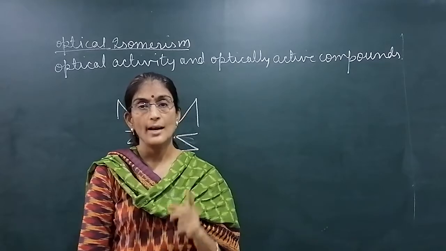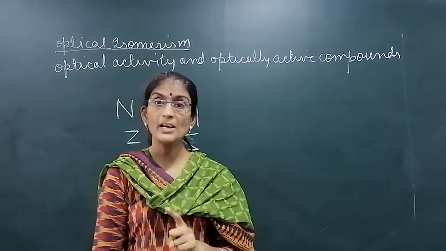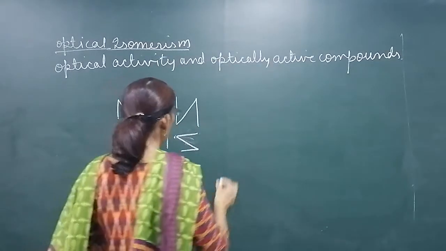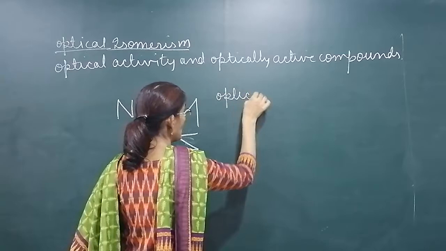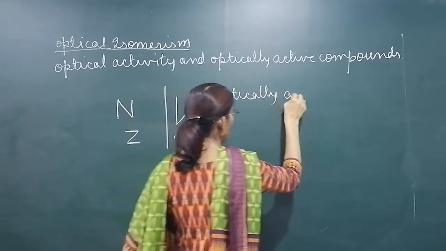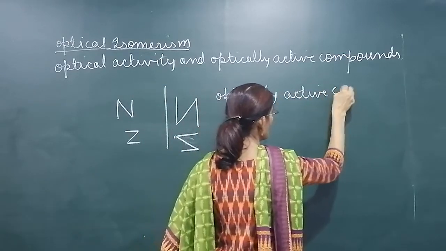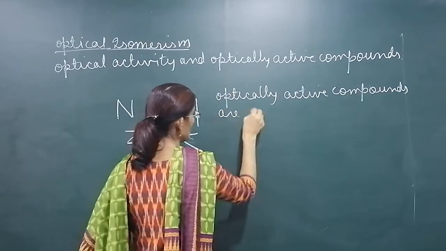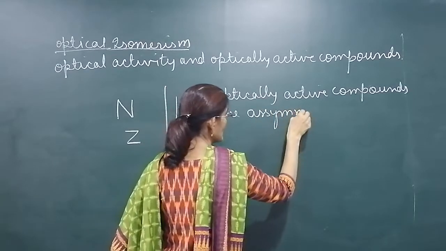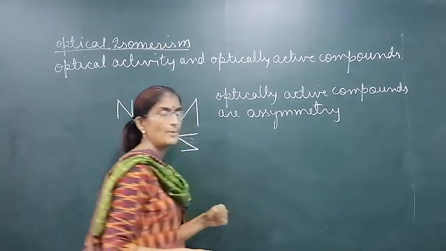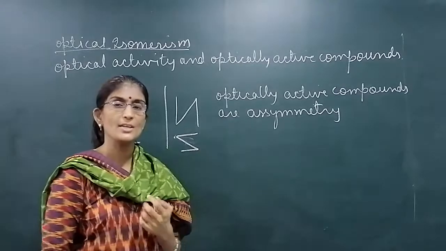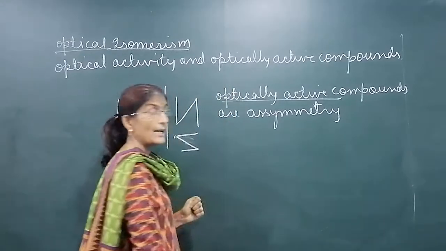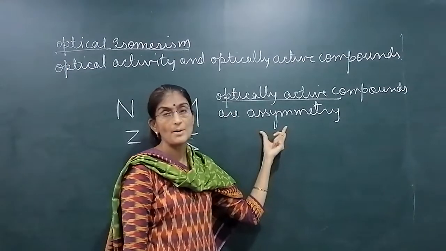Asymmetric compounds. And all asymmetric compounds are optically active. So what is the reason for optically active compounds? Optically active compounds are asymmetric. They don't have any symmetry. Now line of symmetry, plane of symmetry, point of symmetry, there is no symmetry in an asymmetric molecule. So what is the reason for showing optical activity? The compound must be an asymmetric compound.